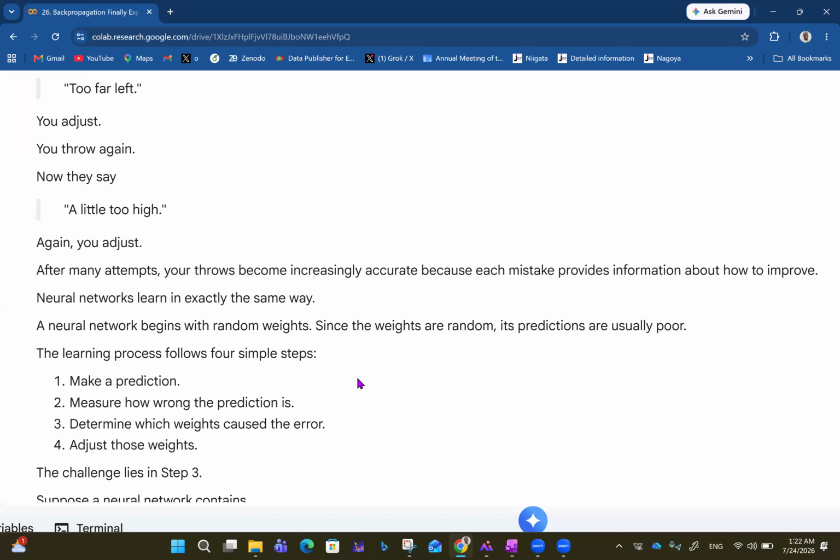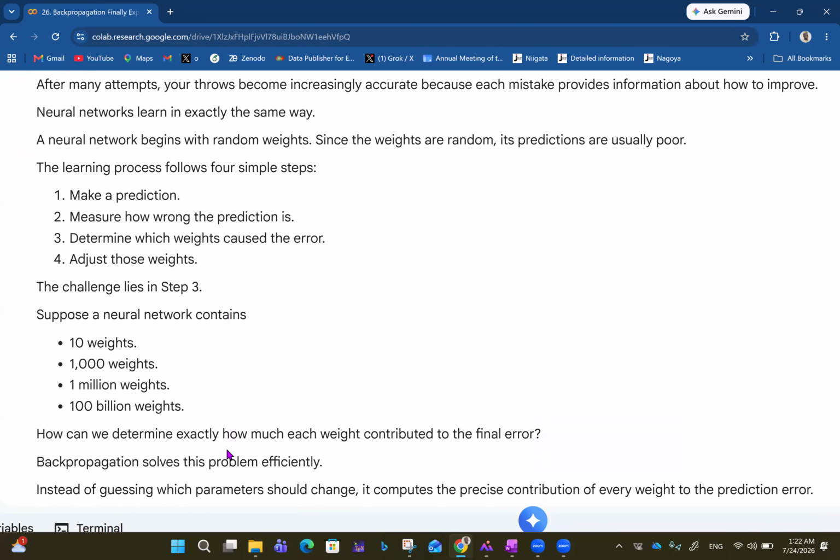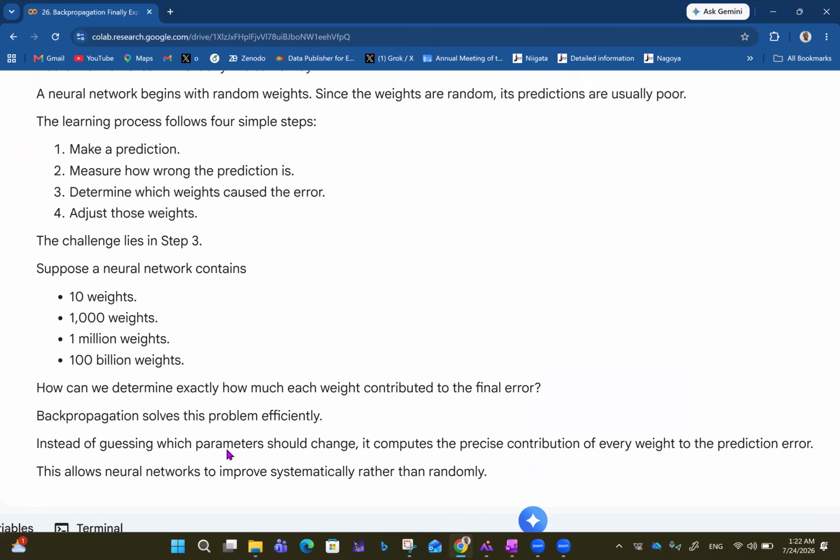So the learning process follows four simple steps. First of all, you make a prediction. Secondly, measure how wrong the prediction is. Thirdly, determine which weights caused the error. Fourthly, adjust those weights. And then the challenge lies in step three, where you determine which weights caused the error. That's where the challenge is.